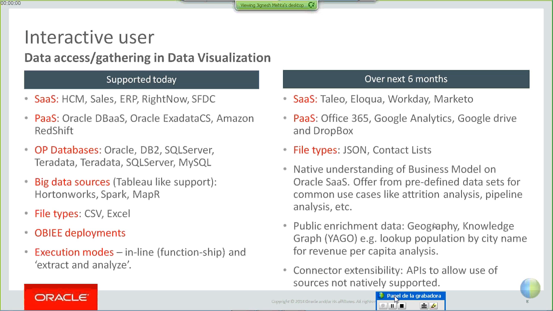Enrichment data around geography, knowledge, graphs, etc. You will see those intelligence built into the product, and of course the API to allow use of a source not natively supported. So you will see more connector extensibility using API and SDK, which allows you to build more and more connectors if you need to go after some application which is not automatically connected as an out-of-the-box connector, right? So you can build your own connector.